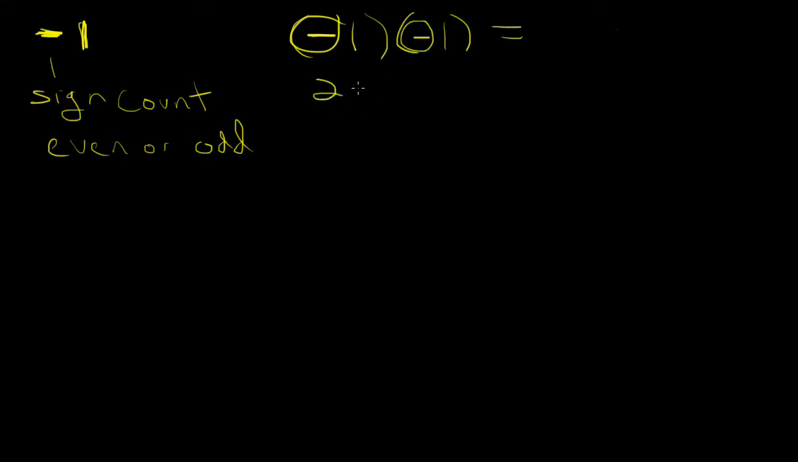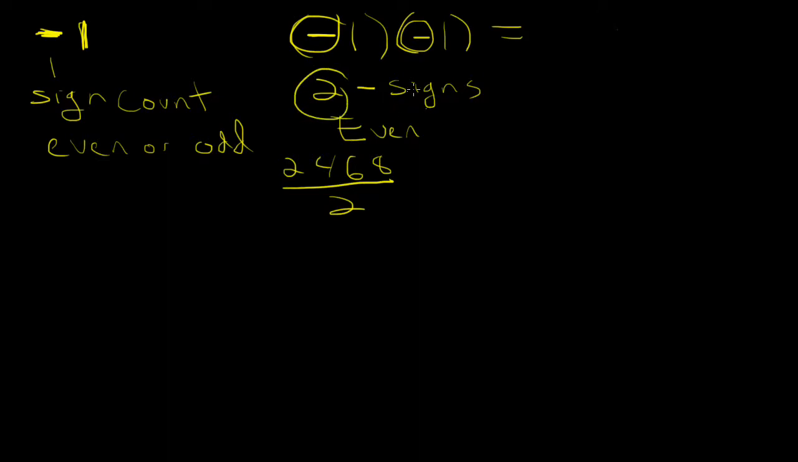Well, two negative signs is even. And if you forgot what even means, it just means that the number is divisible by 2 into a whole number, because 2, 4, 6, or 8, any of these could be divided by 2. So in this case, we have 2. 2 can be divided by 2. That means that this becomes positive. It becomes a positive 1.